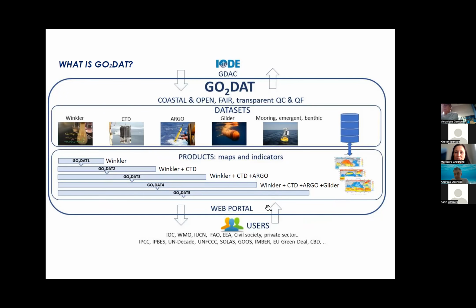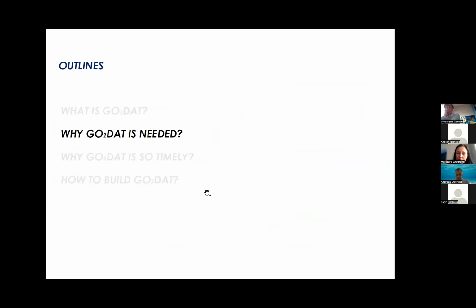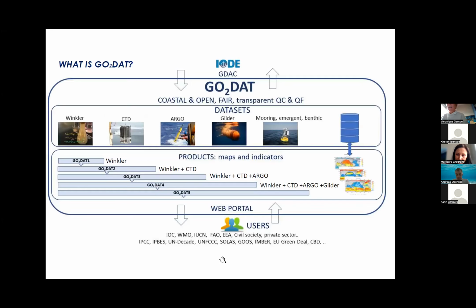And the idea of GO2NE would also be to interact with a community of users. It has to be really an engagement process, a two-way procedure where we interact with the user community in order to improve the product that would be delivered. So now I will give the floor to Véronique to speak about why GO2NE is needed now. Véronique. Thank you, Marilaure. So now let's see why GO2NE is needed.